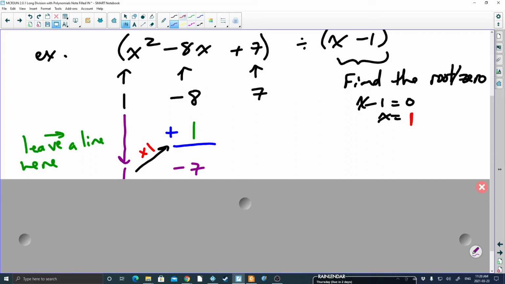Then we're going to multiply upwards again. And we're multiplying by the root that we got earlier, which is 1 here. So negative 7 times 1 is negative 7. And then we're going to add down again, and that gives us 0. So what does that all give us?